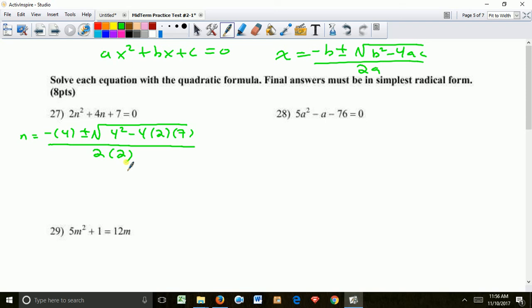So if you simplify this, you're going to get negative 4 plus or minus the square root of some negative number divided by 4. And the square root, let's see here, we get 16 minus 4 times 2 is 8, 56. Looks like we get negative 40. Yep. So we can simplify the square root of negative 40. I'm just going to do some scratch work over here.